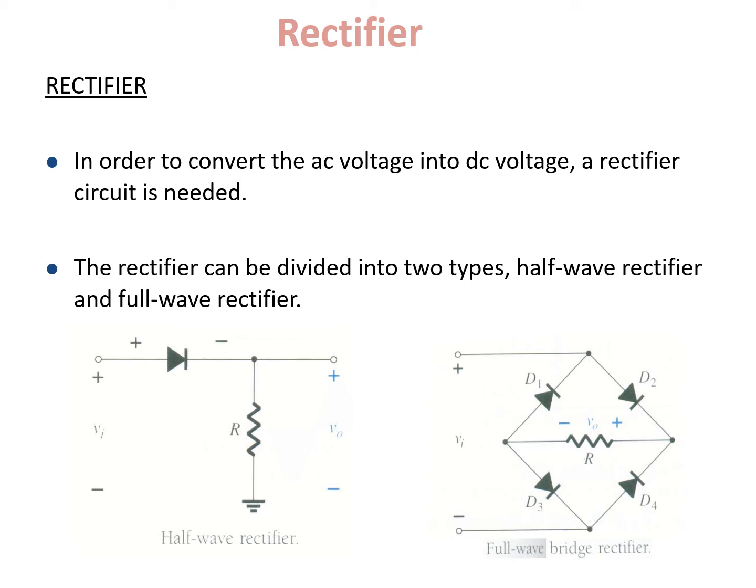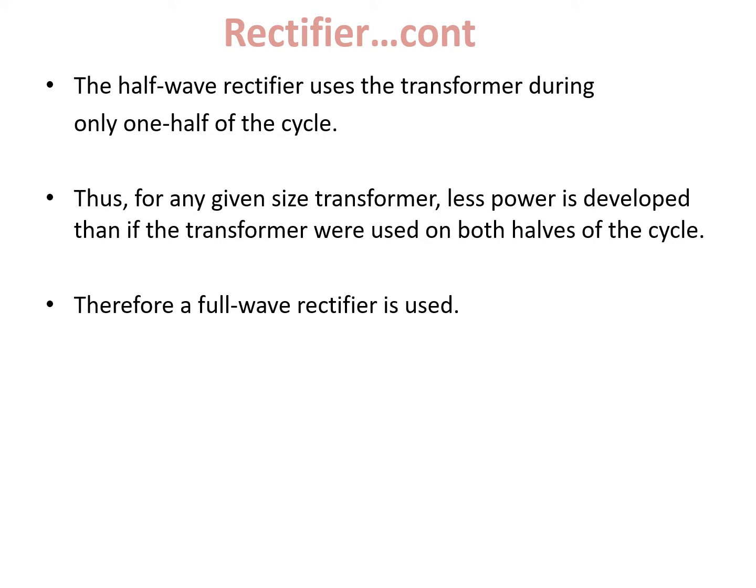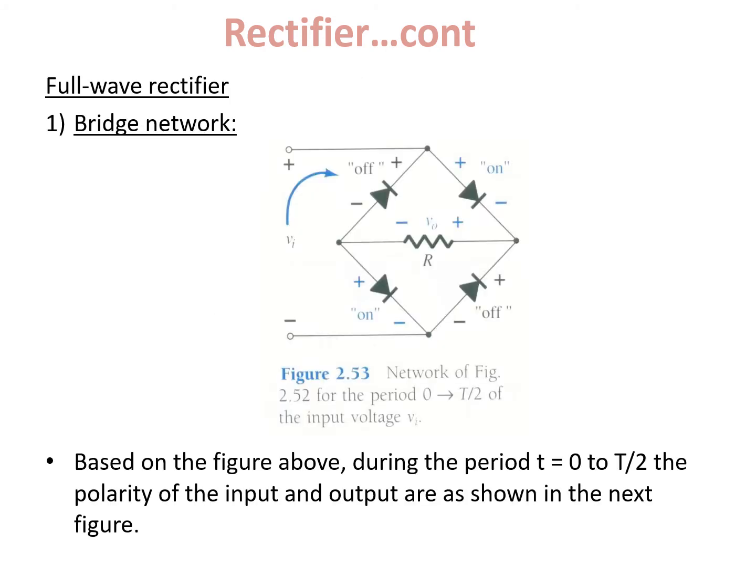It means that all the negative voltage in the AC will become positive, so it is more efficient if you use the full wave rectifier. This is a full wave rectifier or bridge network. The next slide will explain how to get the full wave rectifier.